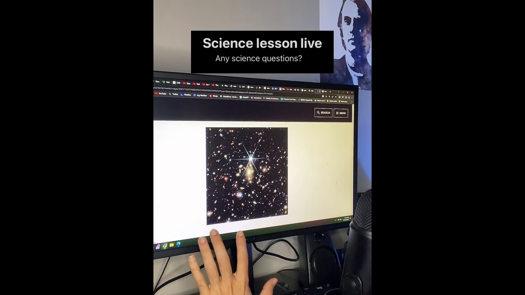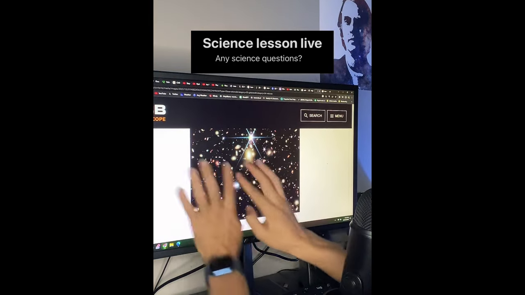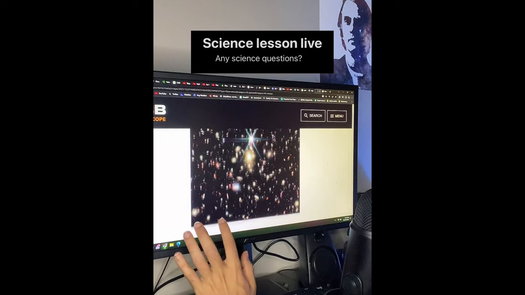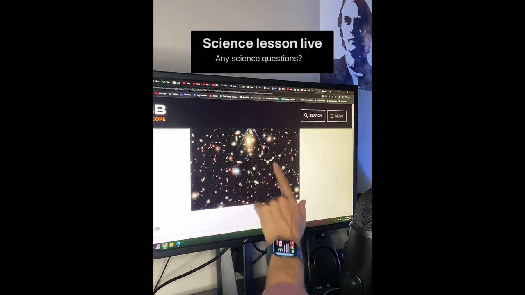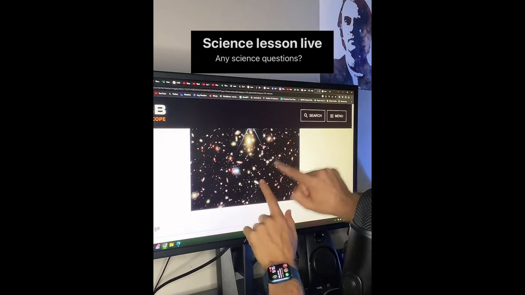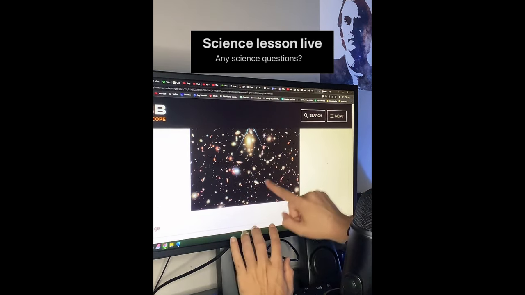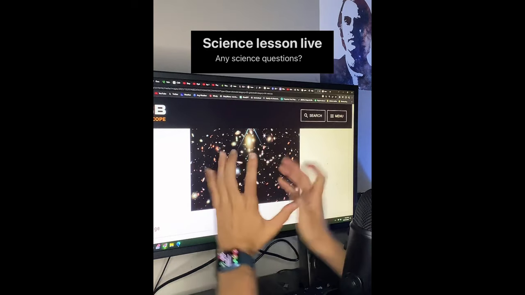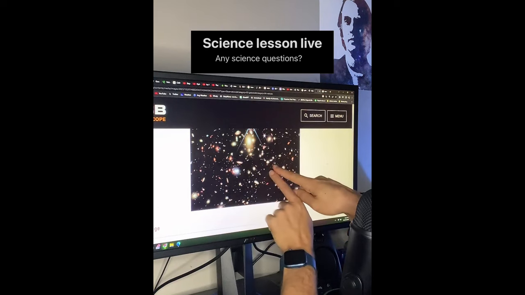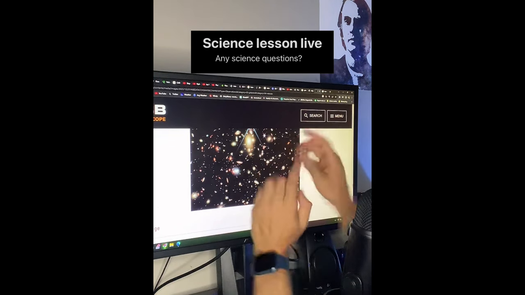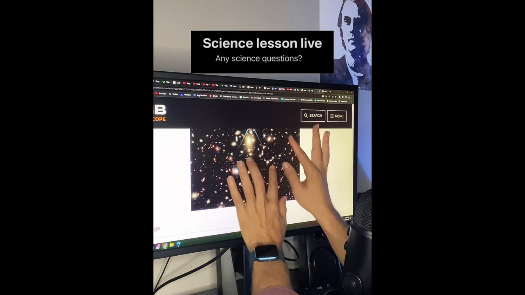Here's another amazing photo from the James Webb. Each one of these light things is an entire galaxy. If you look closely, you'll see these little bands, these curved lines, and these are actual real stuff. It's real in the sense that this is a real photo, but the reason it's stretched out like that is because there's a lot of stuff in between us and galaxies that are millions of light years away, right?